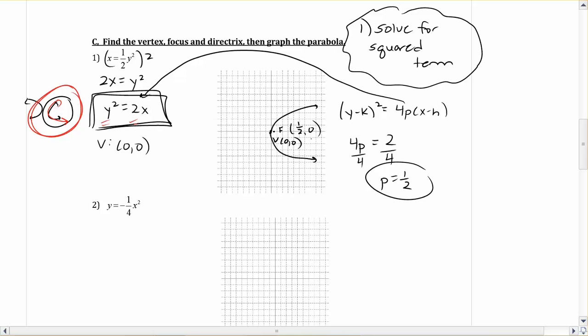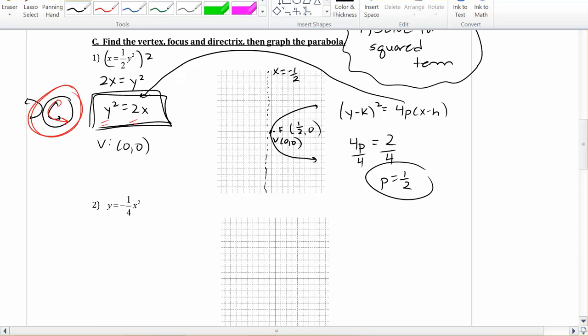Well, to find my directrix, I go to my vertex and go 1/2 in the opposite direction. So that would be negative 1/2 here. It's going to be a vertical line, and so it's going to be named x equals negative 1/2. So my vertex was 0, 0.